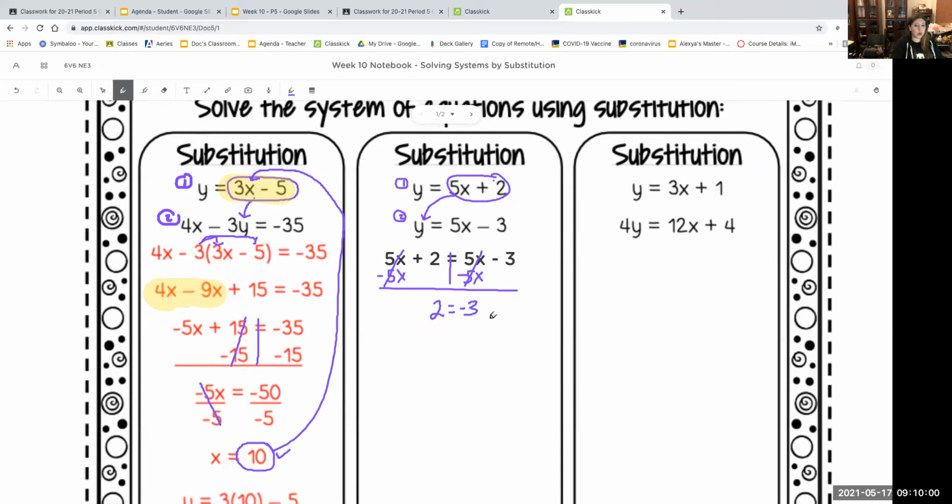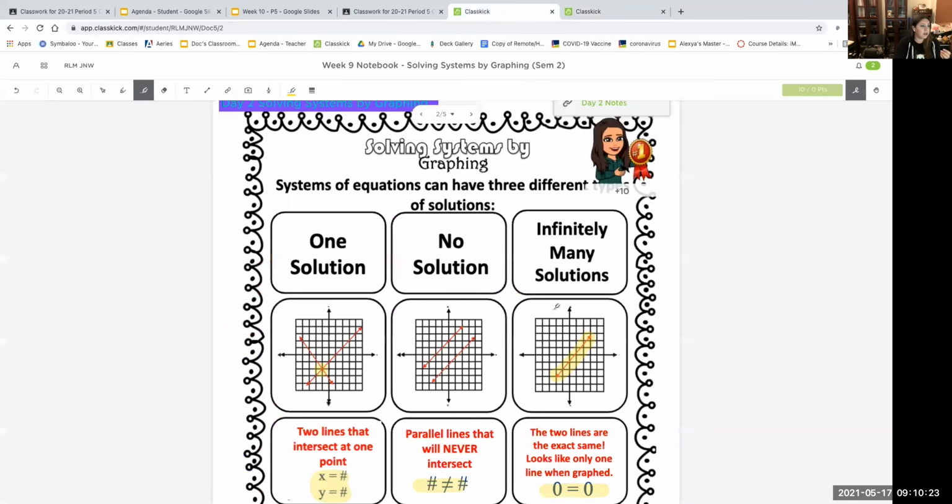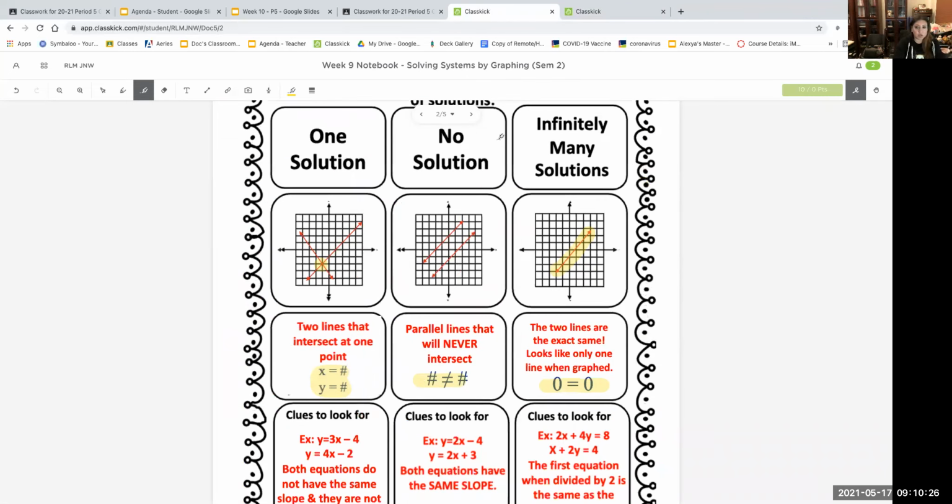Is this true or is this false? Thumbs up if it's true, clap if it's false. Let me know, does 2 actually equal -3? Thumbs up if it's true, clap if it's false. Well, yeah, that makes no sense. 2 and -3 are not the same number. So that is not true. So looking back at last week's notebook, what is it going to be? Are they both not the same? No solution? Or are they both the same? Infinitely many solutions. Well, they're not the same, so it's no solution.